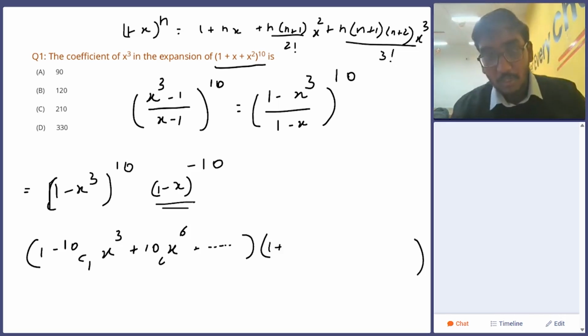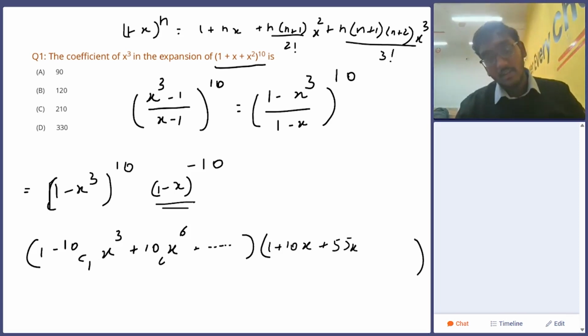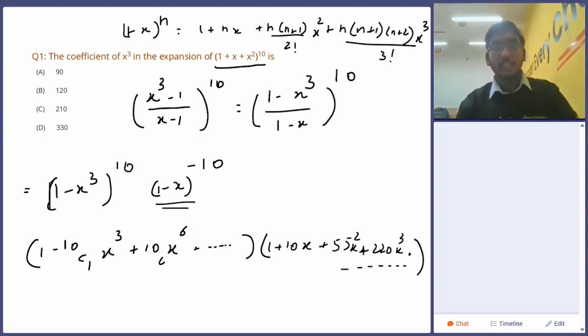So if you expand this expression, what you will get is 1 plus 10x plus 55x square, plus the next term will be 220x cube, and so on. Again, we will not expand this expression completely, because the question is only about the coefficient of x cube. So we need not expand it completely.